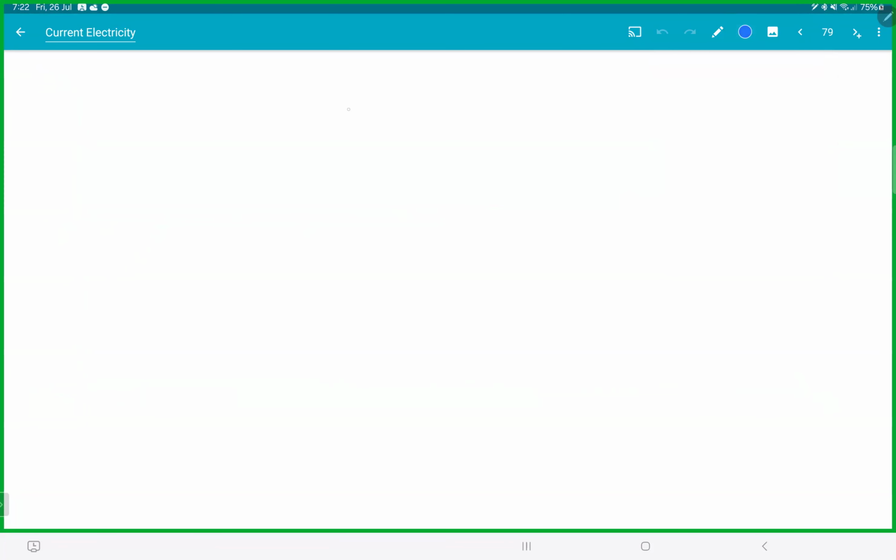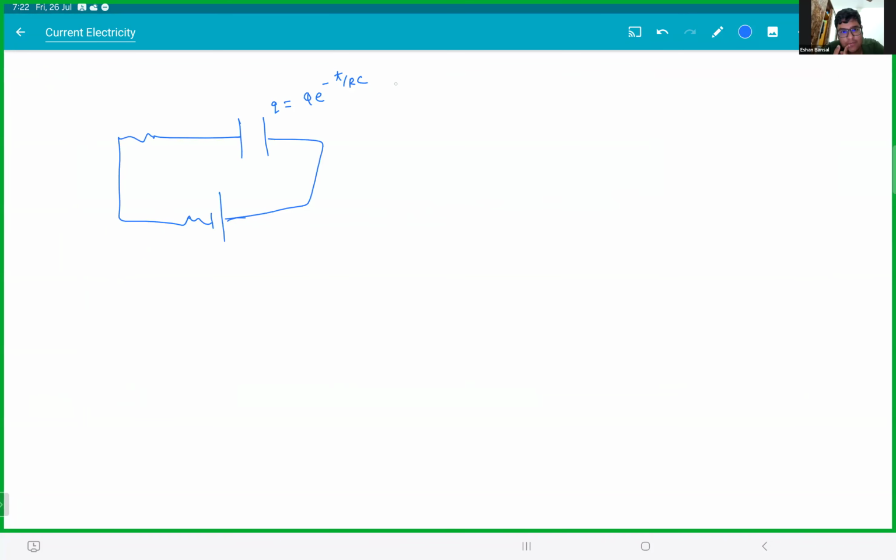Let's see. Let's say after time t, इसका charge becomes Q, where Q is nothing but Q into e power minus t by RC. This is your initial charge. Now you're putting a battery. Then now what will be the charge? Now that formula is not valid. We have to derive again. So let's say इसका value Q by 2, example ले लेते हैं.